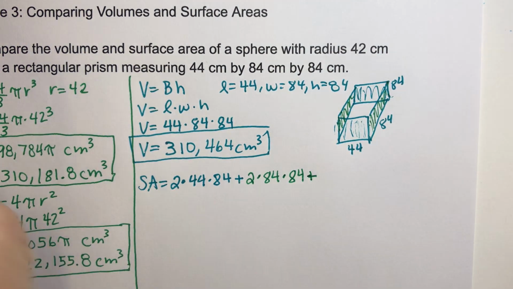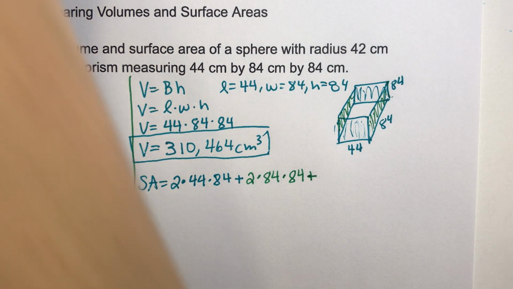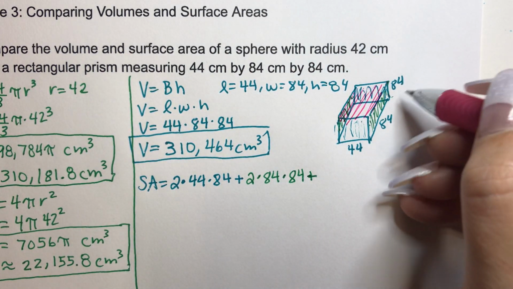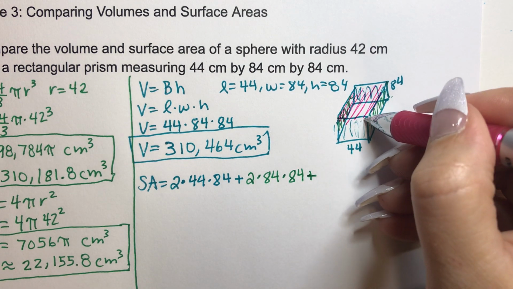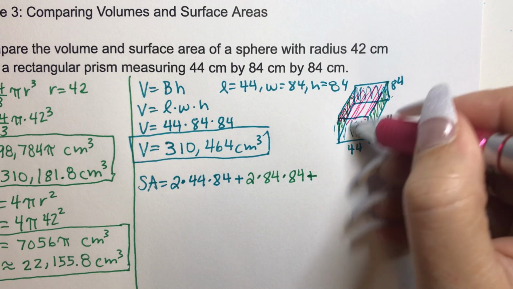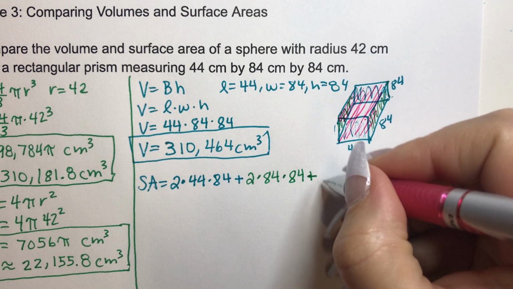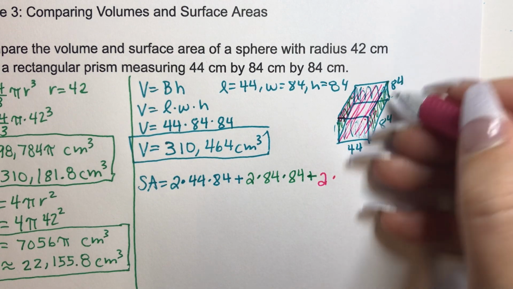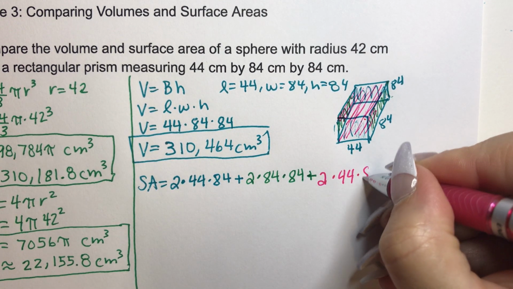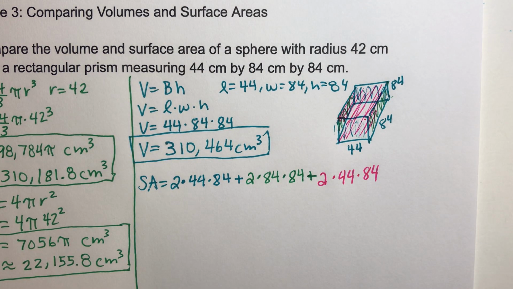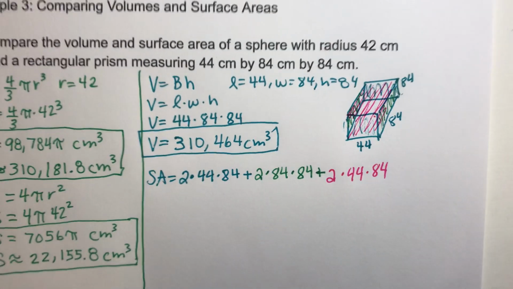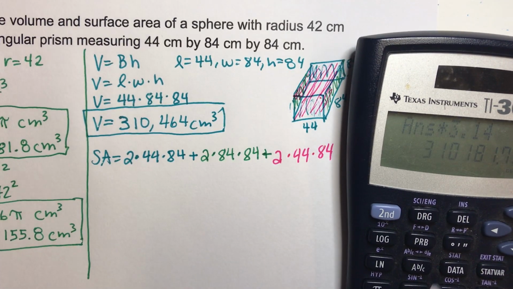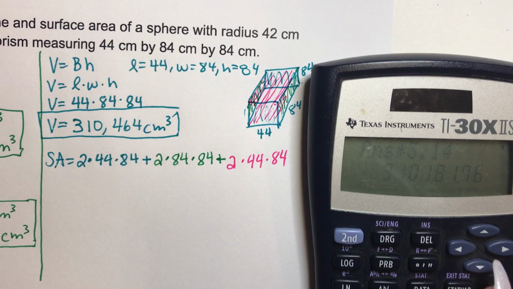plus, then we're going to go to the top and the bottom are the same. And so this top is 44 times 84. That would be the area of the top, and the area of the bottom would be the same. So 2 times the area of the top would be 44 times 84. And that would be the area of the surface. So now we just need to figure out what all those things equal.